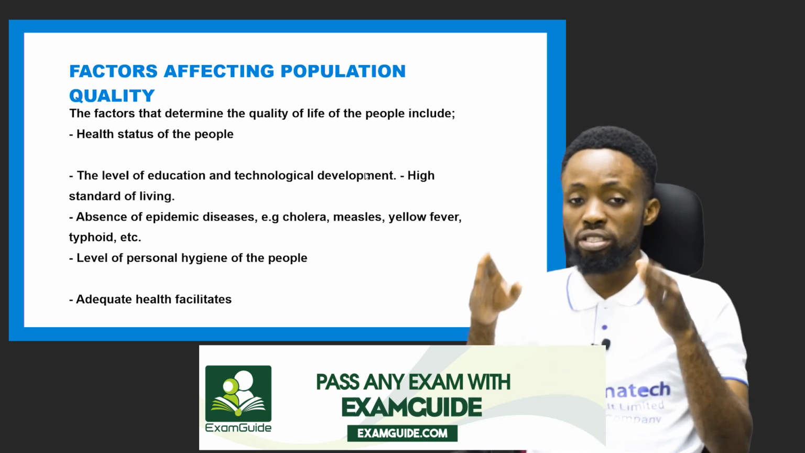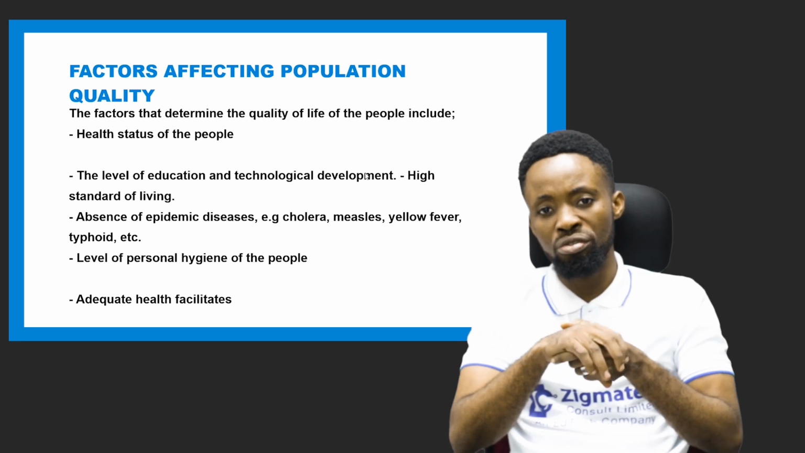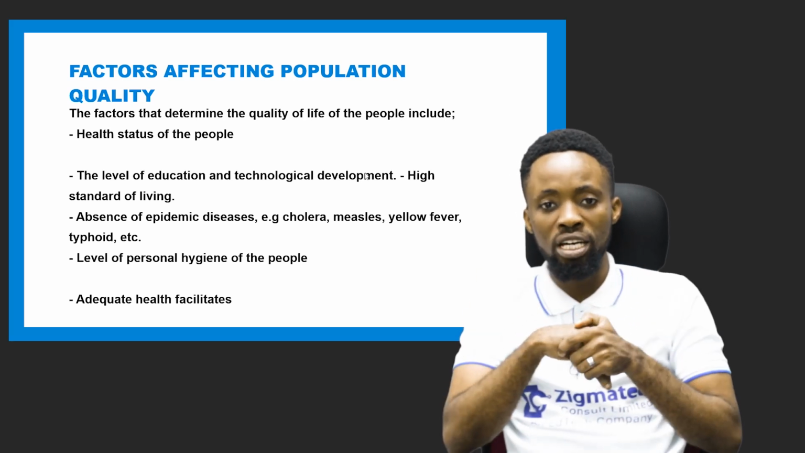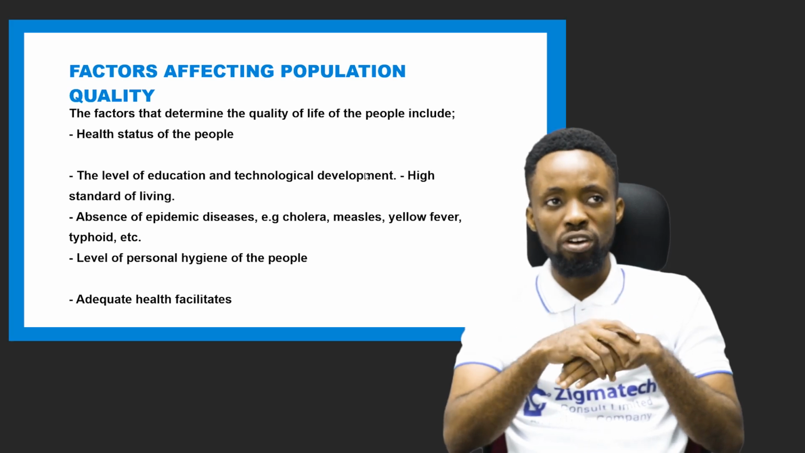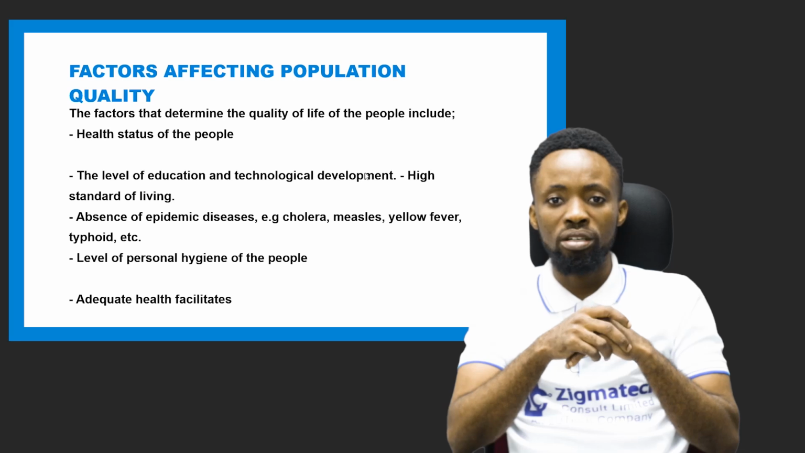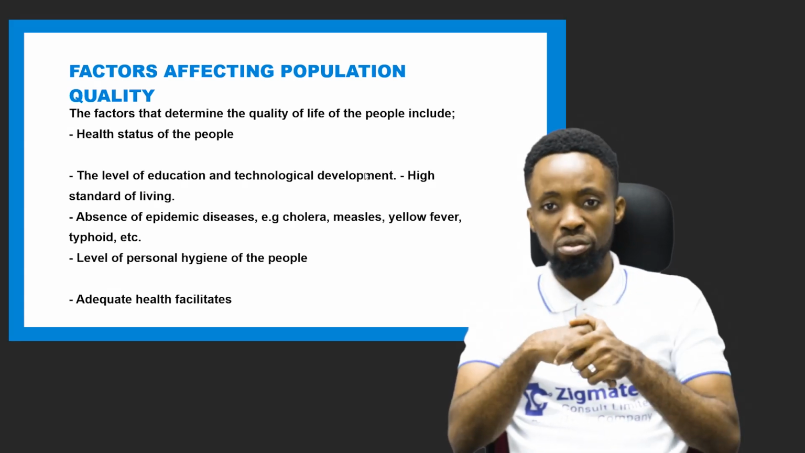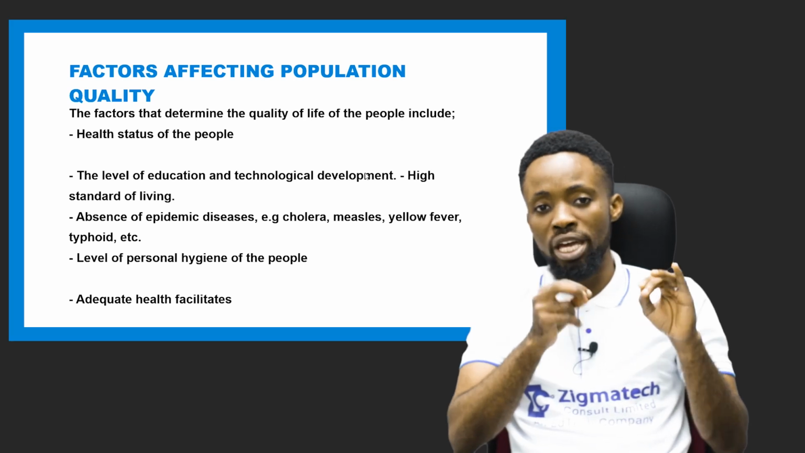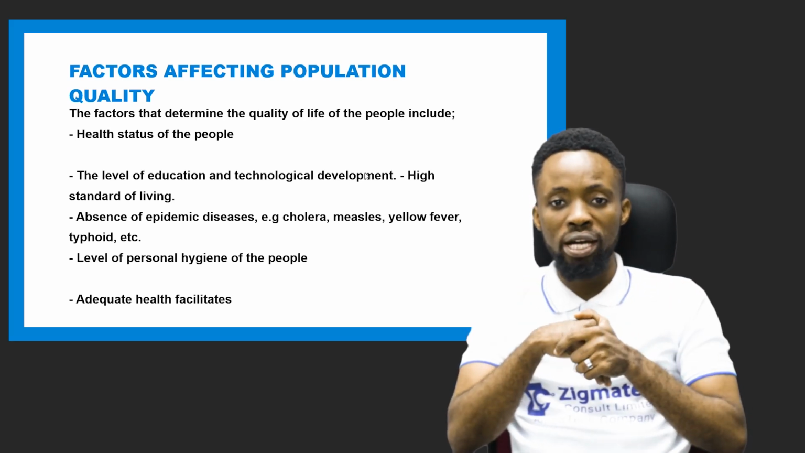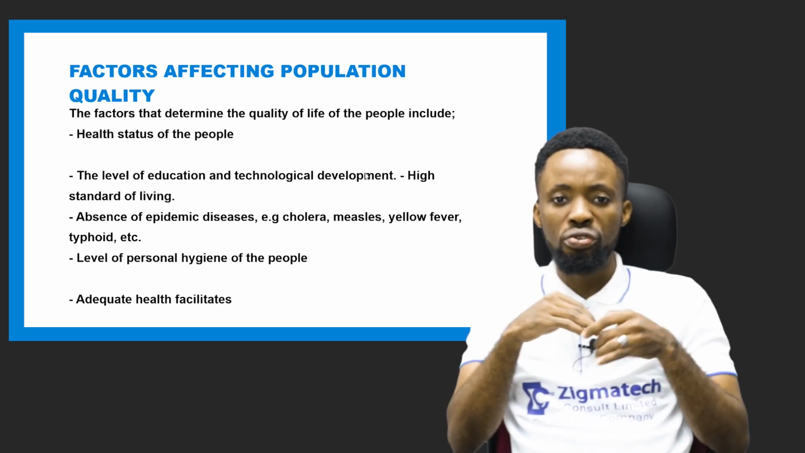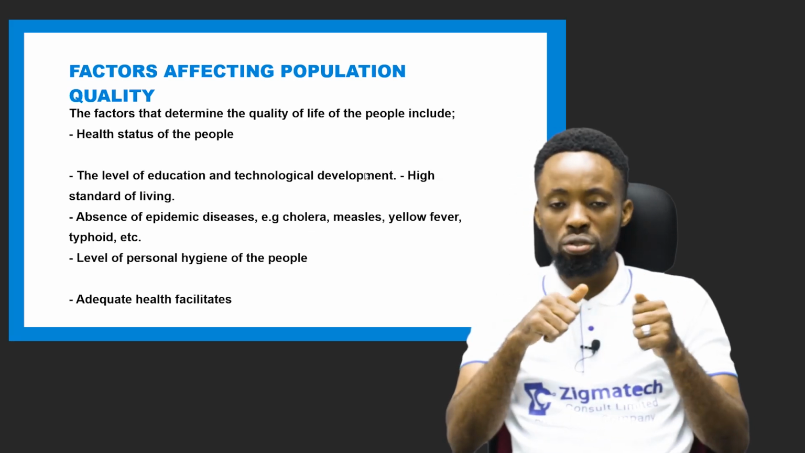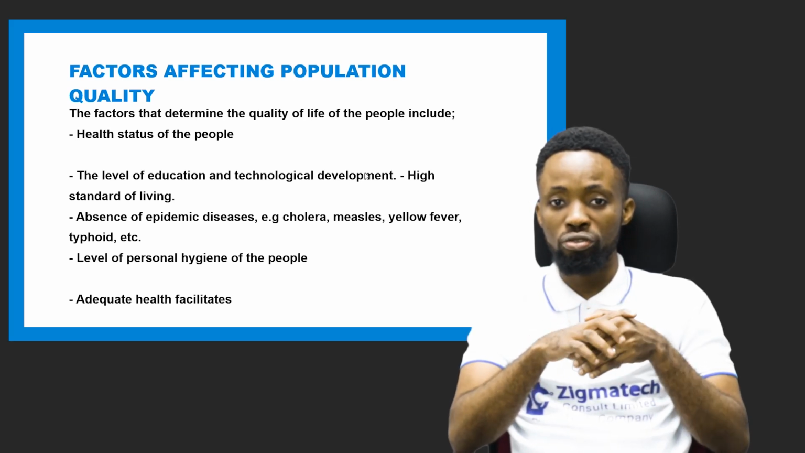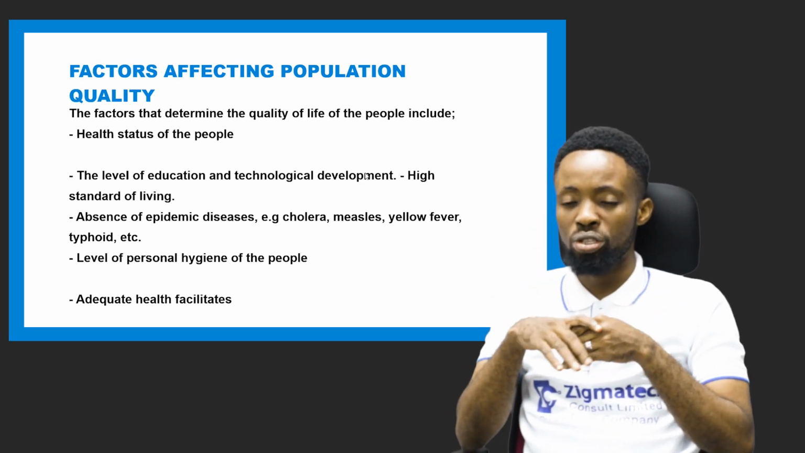Now the one factor that affects population quality is the health status of the people. A place where the health status is of a very high standard, a place where we have good health, advanced health facilities, and advancements in the medical field, will tend to have a good population quality. But if you look at the other side of it, a place where the health status is very bad and they have poor medical facilities and the rest, you see that people tend to die on time. People tend to fall sick. People tend to live in a poor manner because of their health. So that's one factor that can affect the population quality of a place.